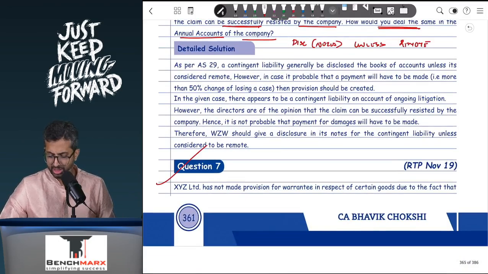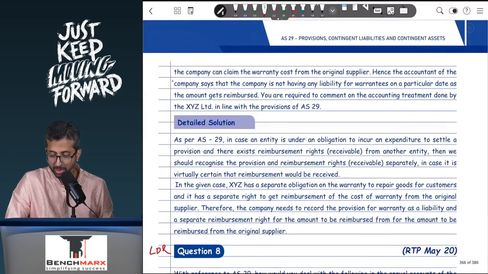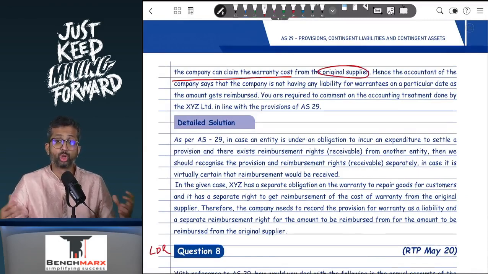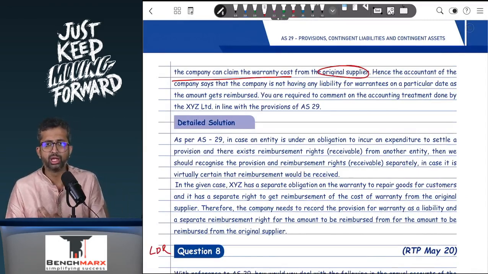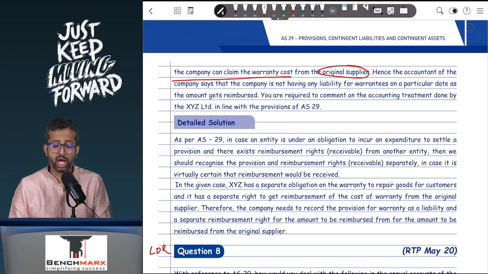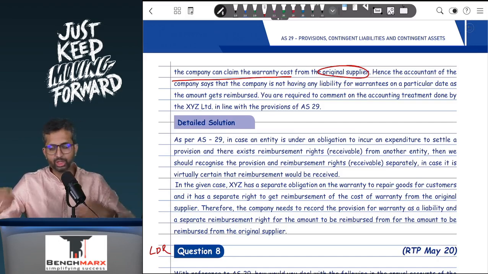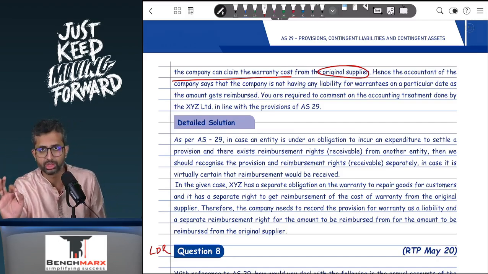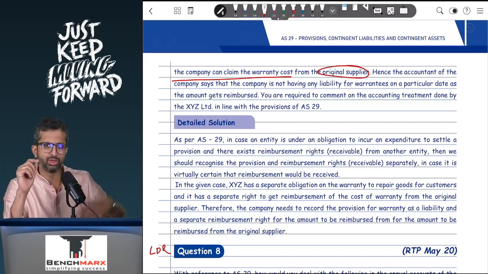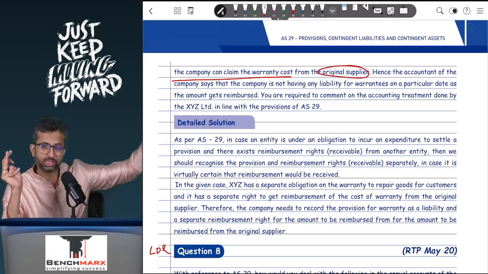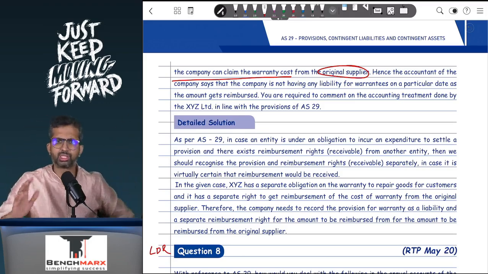Now we go to question number 7. Now this is interesting. X has not made a provision for warranty in respect of certain goods due to the fact that the company can claim warranty cost from the original supplier. Let us say you are an authorized showroom and some people come to repair cars from you. So while selling, you have said that you will repair this free of cost. But behind the doors, we have agreed with the original supplier of the cars that they will reimburse this cost.